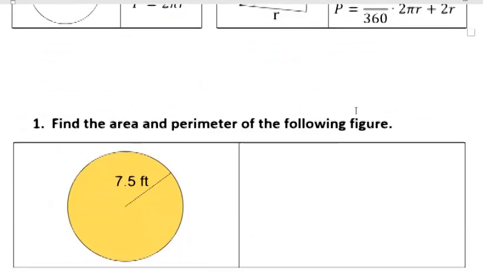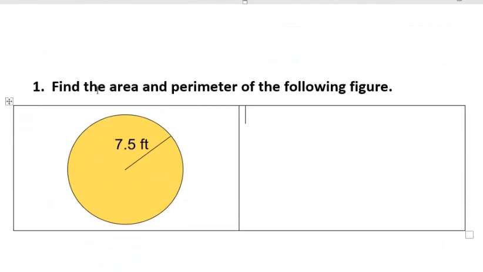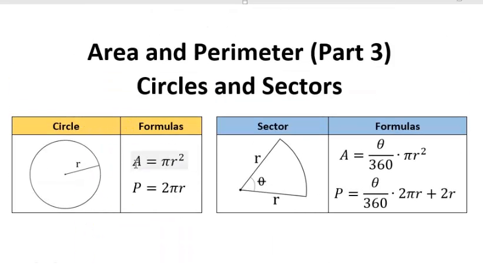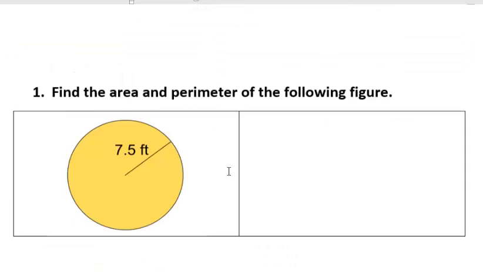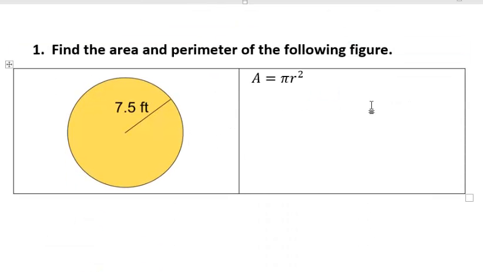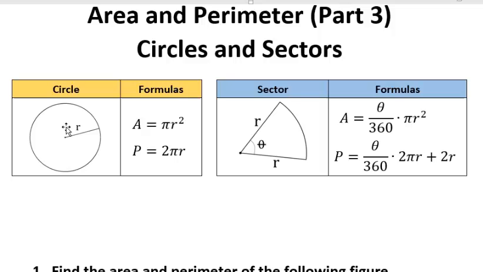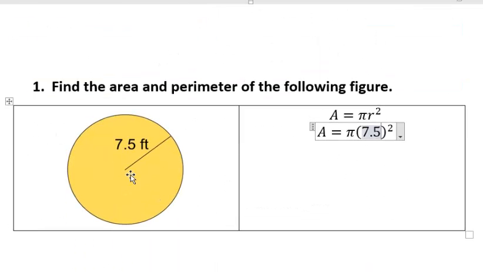So now let's begin solving some exercises. First, find the area and perimeter of this circle. All I need to do is use the formula for area and perimeter. Instead of r, I'm gonna put inside parentheses 7.5, because that will be the radius. What is the radius? The line that goes from the center to any place on the circle, so 7.5.